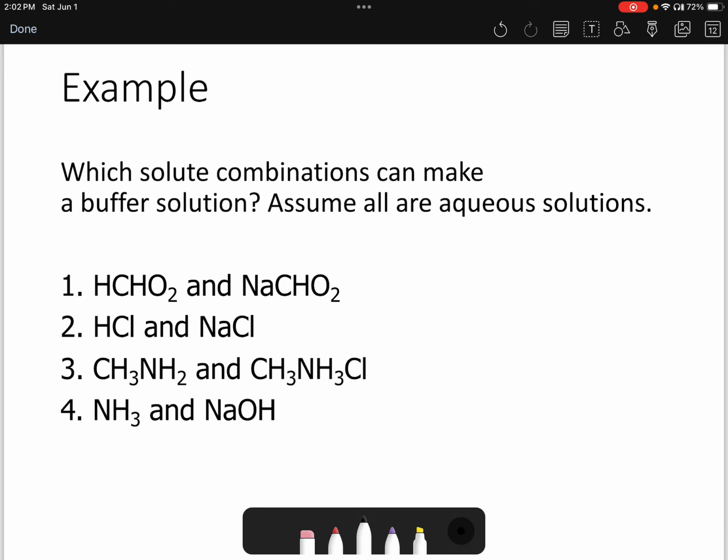All right, so remember, buffers have to consist of an acid and its conjugate base, or a base and its conjugate acid, and these would all be weak. So down below I have some combinations of acids and bases, and we want to try to figure out which combinations can make a buffer solution. And we'll just assume everything's aqueous, it's all dissolved in water. So let's start with number 1.